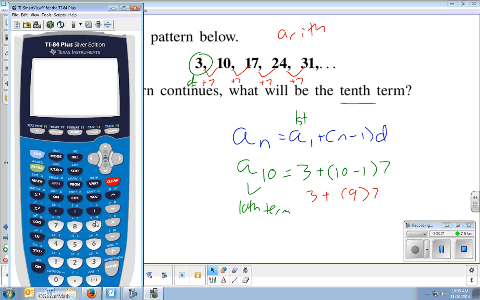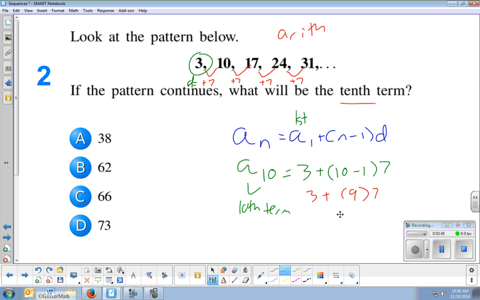You probably don't need a calculator for this, but it's okay if you use one. 9 times your 7. 3 plus 9 times 7 is 66. And so that is the answer, 66, choice C.